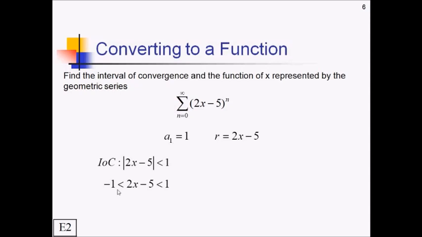So now we have two steps to do here. We have to add 5 and divide by 2. So adding 5 everywhere, we've got 4 less than 2x less than 6. And now dividing everything by 2, we've got 2 less than x less than 3. So there's our interval of convergence. Now to write it as a function, we're going to do the a1 value over 1 minus this r value of 2x minus 5, and we're going to do that inside of parentheses. And just to simplify this, this is really 1 minus 2x plus 5, or 1 minus 2x plus 5, so we can just write 6 minus 2x for the final answer on this one.